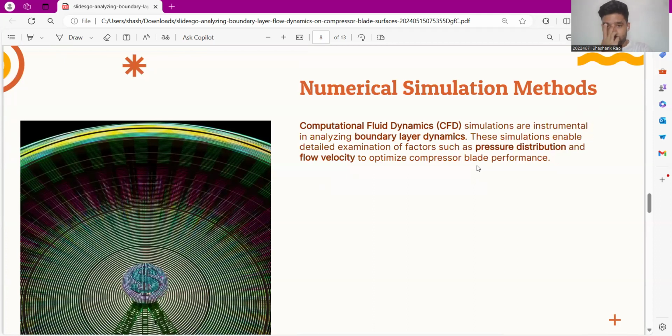Numerical simulation methods. Computational fluid dynamics, CFD, simulations are instrumental in analyzing boundary layer dynamics. If you perform a CFD for the optimized compressor blades, with their geometry, shape and angle of attack, we simulate and put it in the CFD. These simulations enable detailed examination of factors such as pressure distribution and flow velocity.